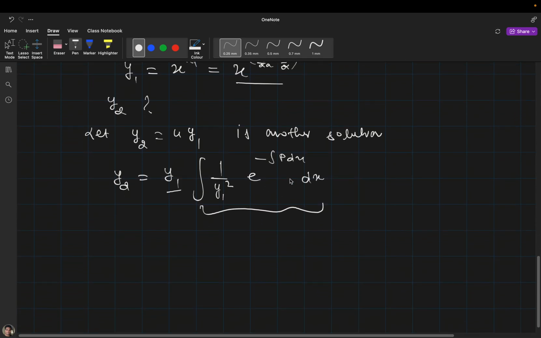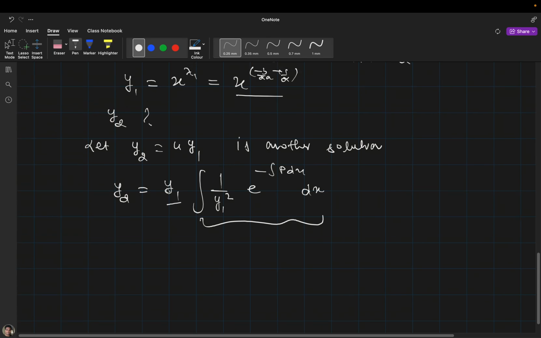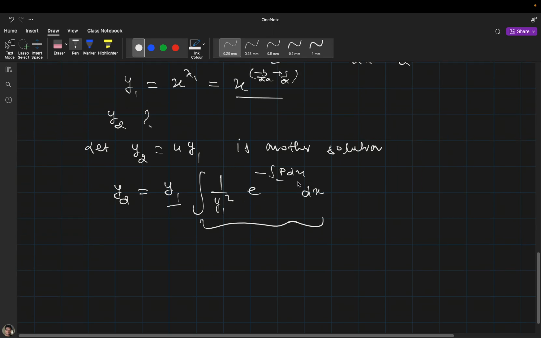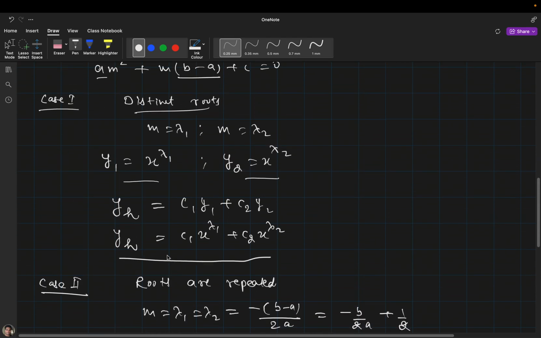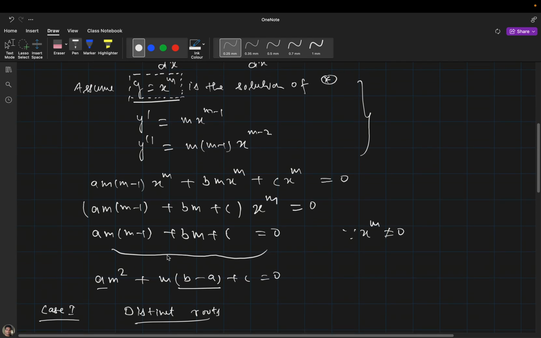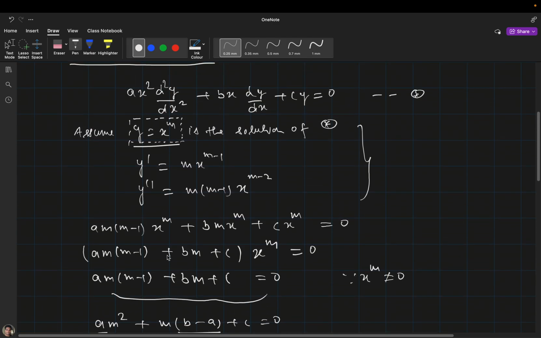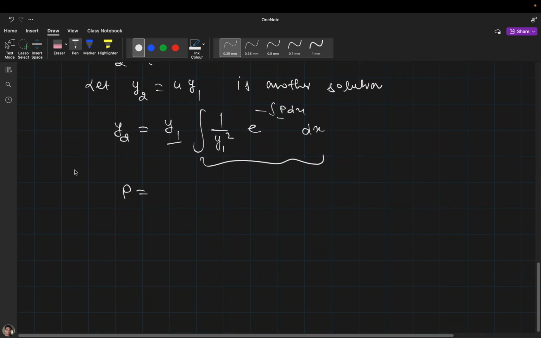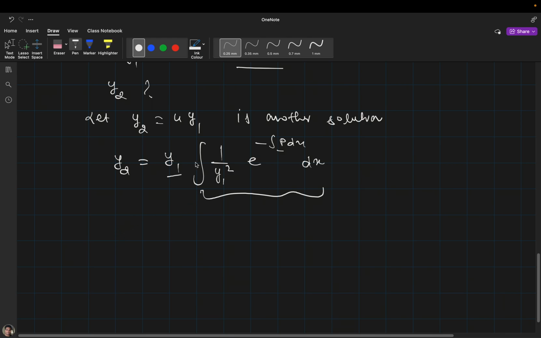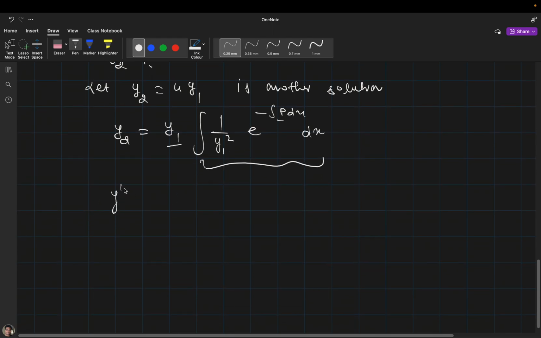Now the point is I can substitute y1 here, everything, but what is p? What should be the value of p here? Tell me. What was that? If you are not able to, if you can recall, I derived this formula on the basis of this differential equation.